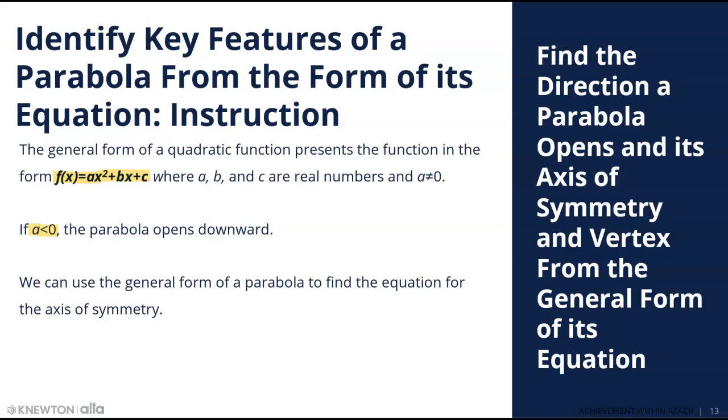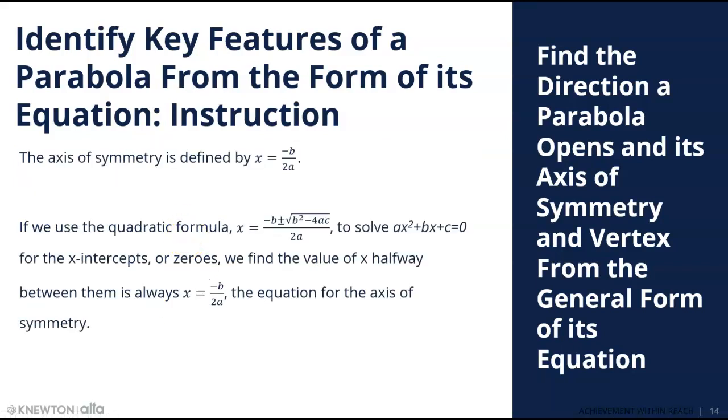And we can also use the general form of a parabola to find the equation for the axis of symmetry. In general, the axis of symmetry is defined by the equation x equals -b over 2a. Again, b here is the coefficient of x, and a is the coefficient of x squared.